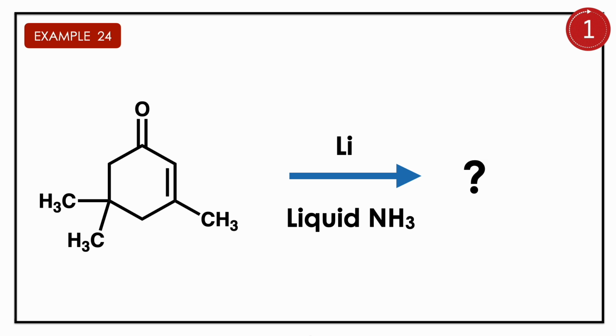Then the next example, you have cyclohexenone, an alpha, beta unsaturated ketone. 3 methyl groups are there, at the 3rd and 5th positions. You are using lithium and liquid ammonia. You should find what will be the final product.